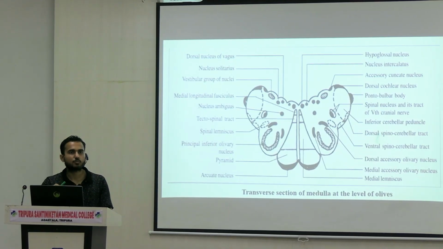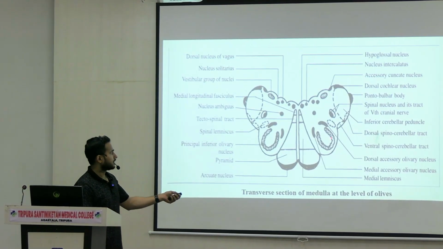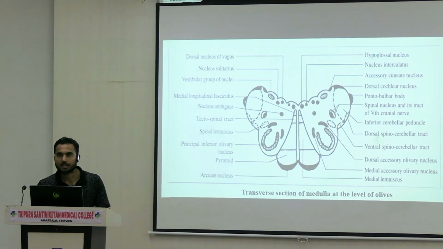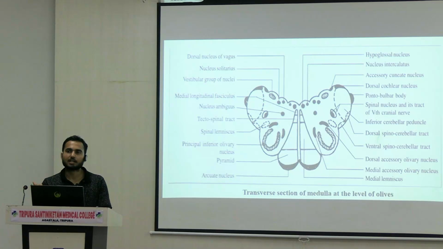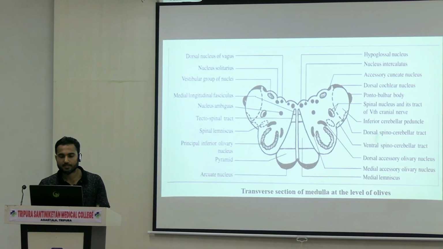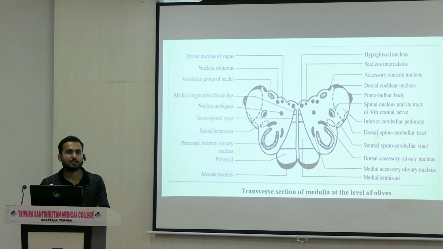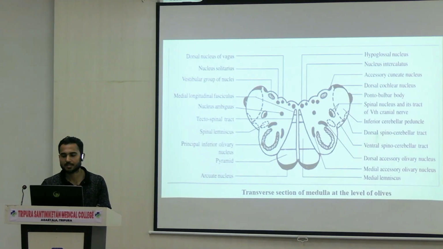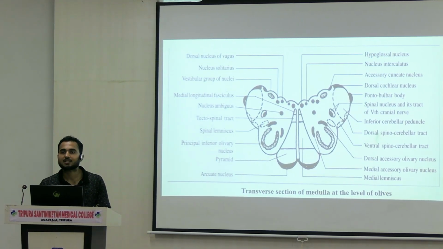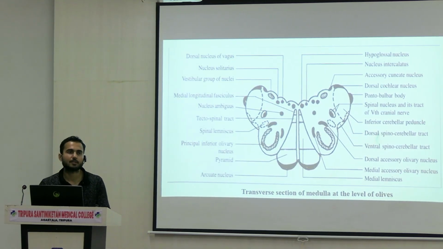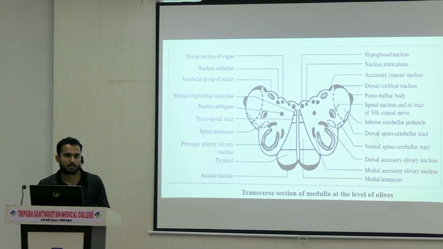These are the areas from which the fibers are coming into the inferior olivary nuclear complex. After that, what happens? The fibers which are coming out will be the efferent fibers. Now these efferent fibers form the olivocerebellar fibers, which will go to the cerebellum and terminate as climbing fibers, which we have studied in the cerebellum chapter.